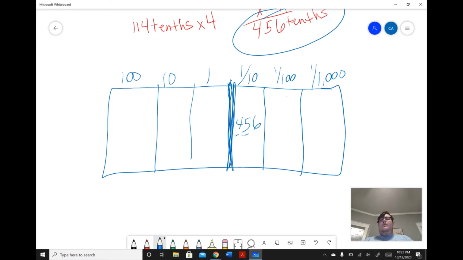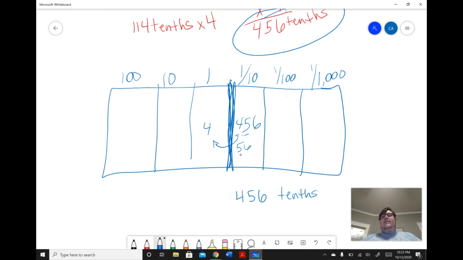So what could I do? If I'm thinking about a power of 10, and I multiplied 456 tenths times 10, I know that I'd be moving everything over one place, right? So now I have 4 and 56 tenths, right?